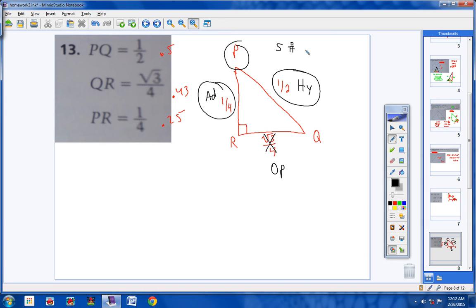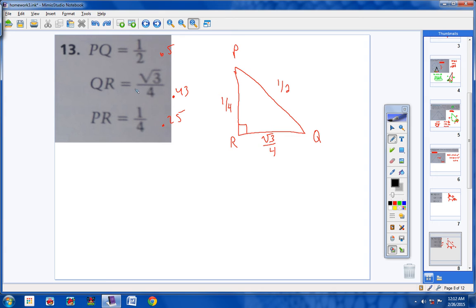SOH CAH TOA. Which one has adjacent and hypotenuse? Cosine does, okay? So I'm going to use cosine, and I'm going to say cosine of angle P equals adjacent over hypotenuse. Okay, now before you type this in your calculator, let's make this a little easier, okay? You can say the cosine of P equals 0.25 over 0.5, okay?